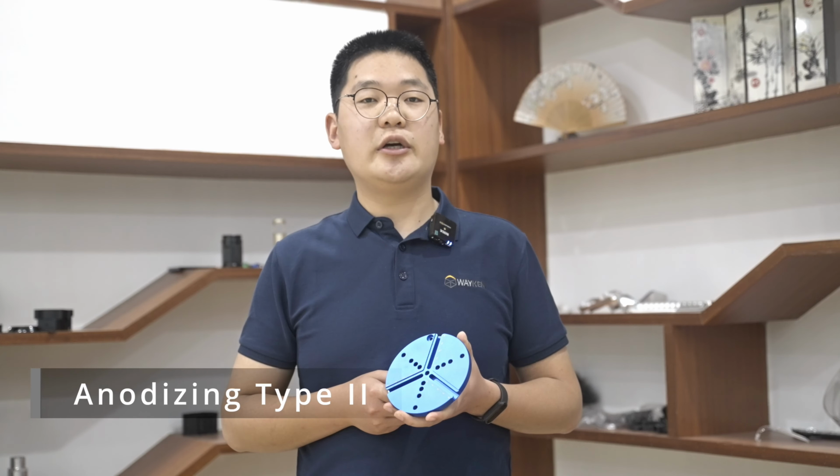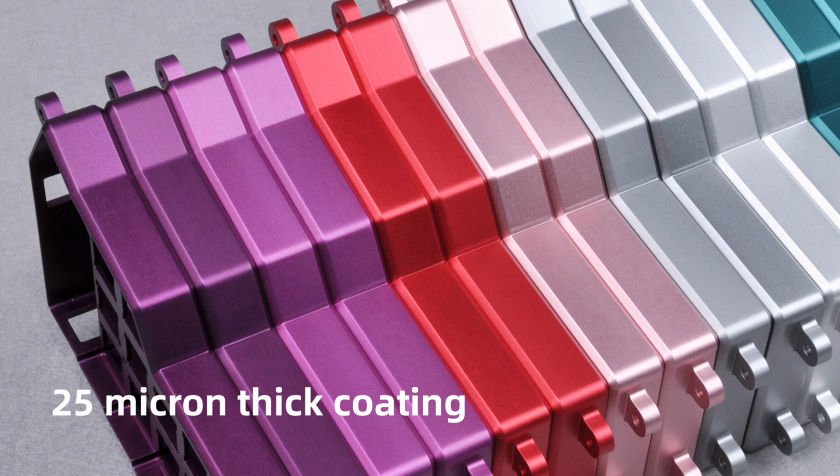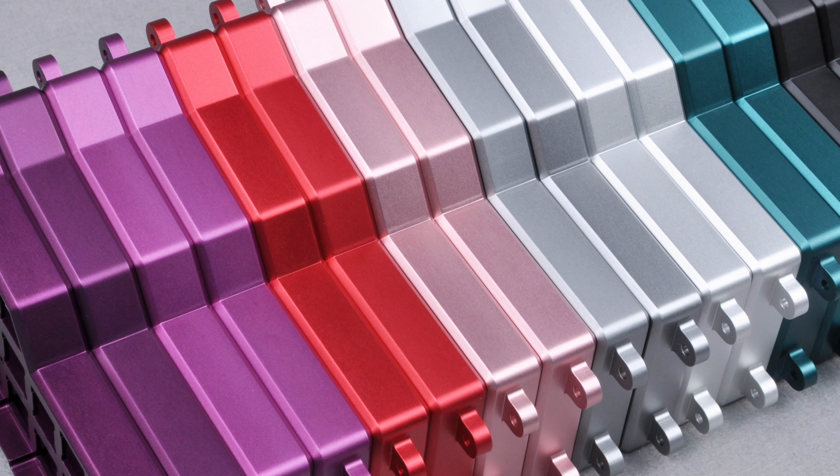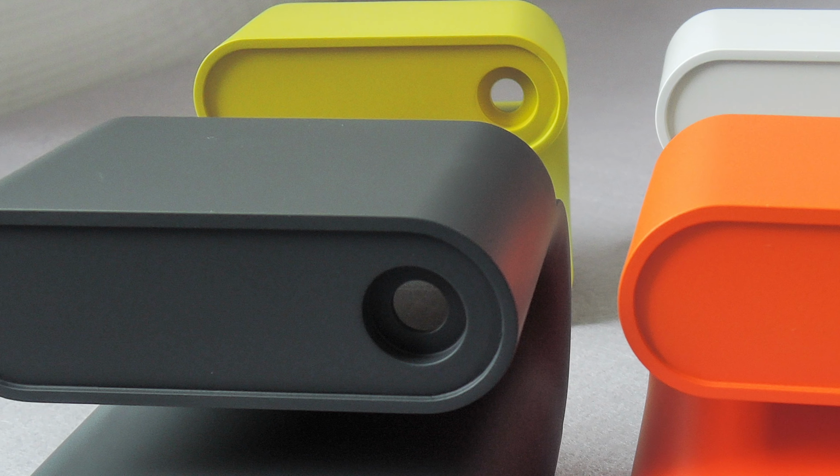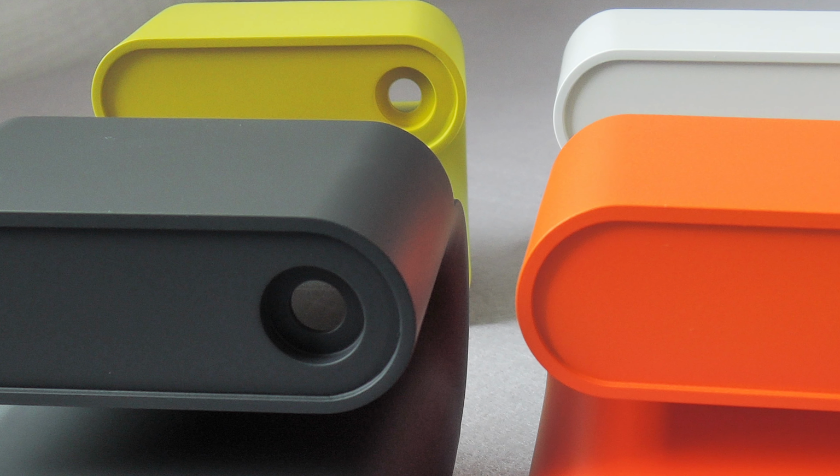Anodizing type II is also called standard or decorative anodizing. It can produce coating with thickness up to 25 micrometers. The typical coating thickness depends on the color. It can vary between 8 to 12 micrometers.